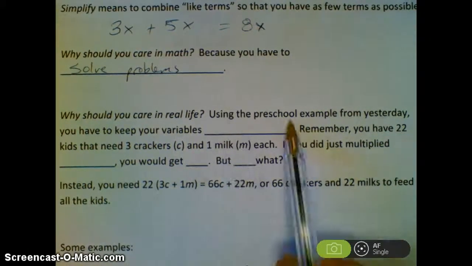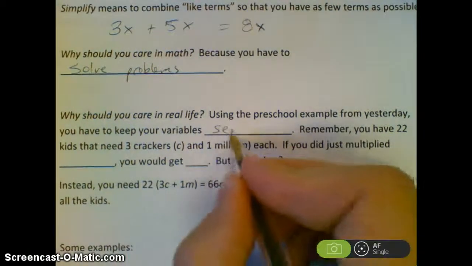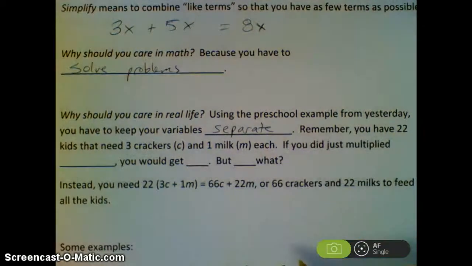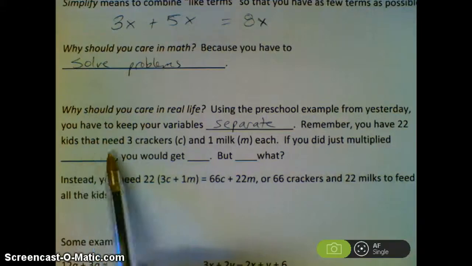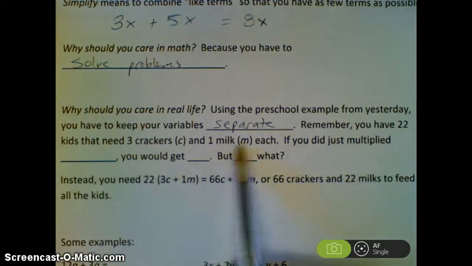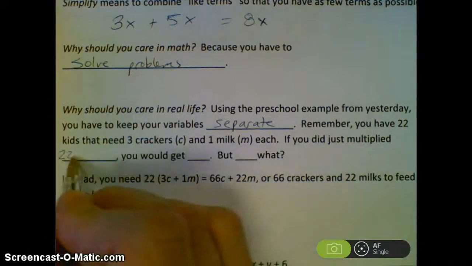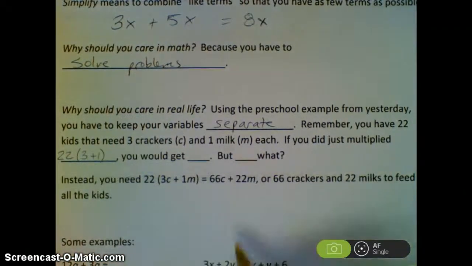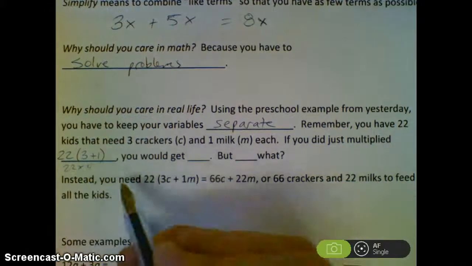But let's use this preschool example from yesterday. You have to keep your variables separate. I think that's how you spell separate. You cannot combine variables. Now, yesterday's problem, you have 22 kids in your preschool class. Each one needs 3 crackers and 1 milk. So if you just multiplied 22 times 3 plus 1, you'd get 88, because 3 plus 1 is 4, and 22 times 4 is 88.